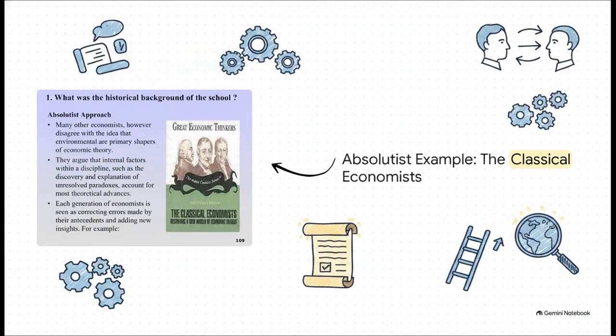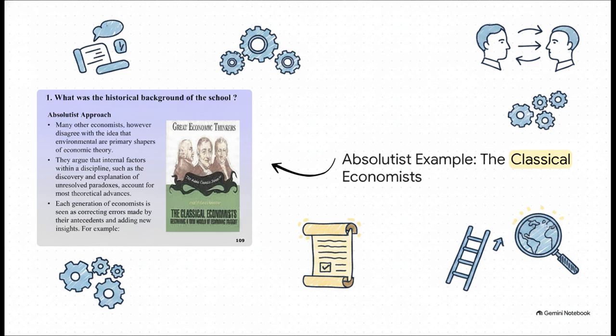Now let's flip it and look at the absolutist approach using the classical economists. In this view, it's like a giant chain of correcting homework. Each generation just corrects the errors of the guys who came before them. For example, Adam Smith of the classical school took the ideas of the mercantilists and the physiocrats, corrected their errors, and synthesized them into something better.